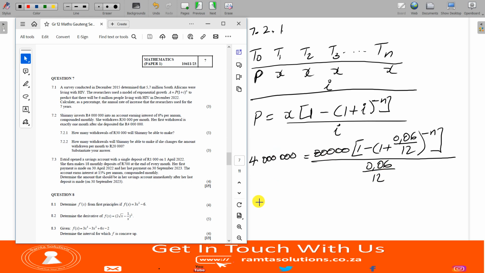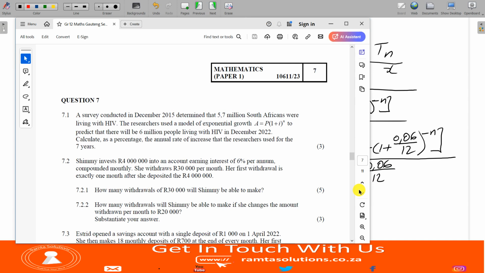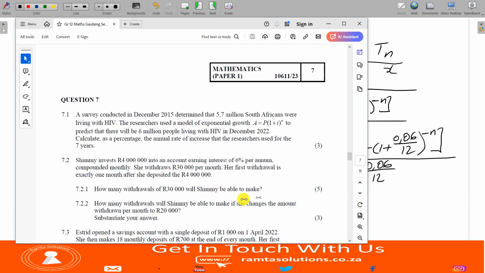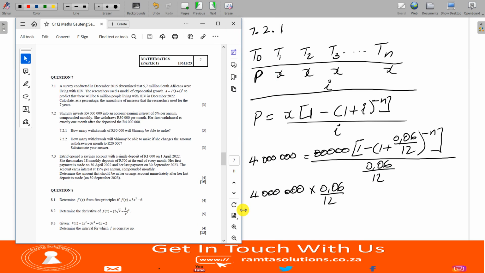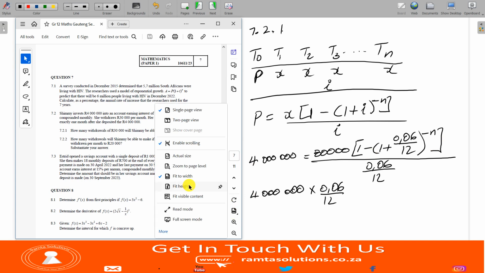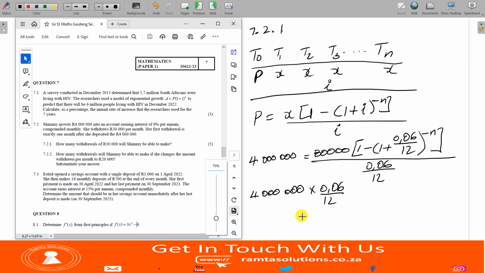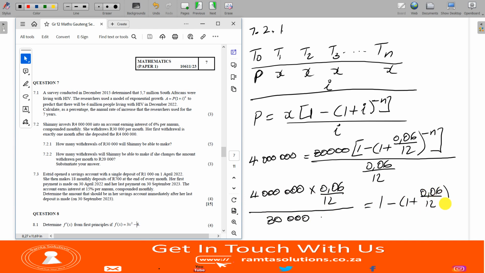Now this will be cross multiplication basically. So this will be 4 million multiplied by 0.06 over 12, all over 30,000, equal to 1 minus (1 plus 0.06 over 12) to the power minus n.